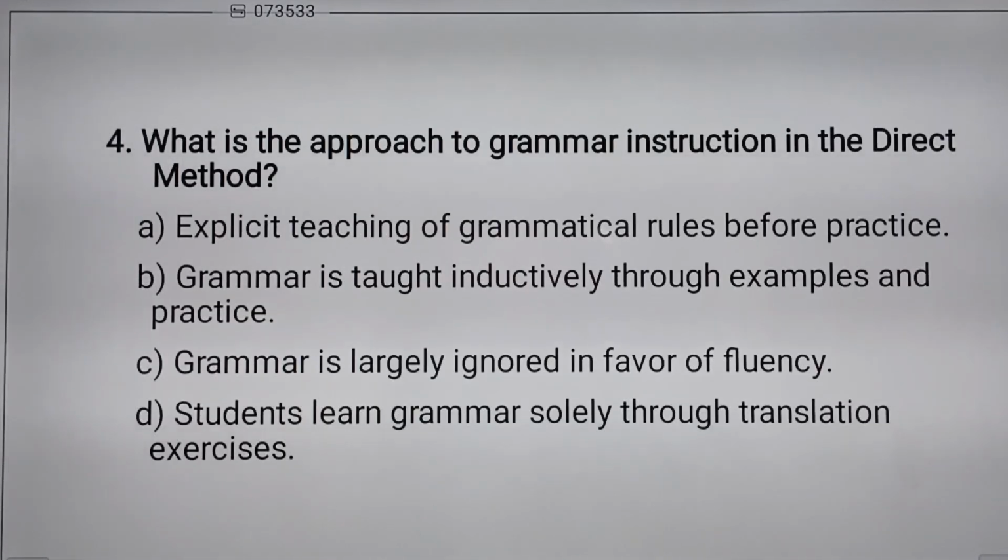Next, what is the approach to grammar instruction in the direct method? A. Explicit teaching of grammatical rules before practice. B. Grammar is taught inductively through examples and practice. C. Grammar is largely ignored in favor of fluency. D. Students learn grammar solely through translation exercises. The right answer is B. Grammar is taught inductively through examples and practice.